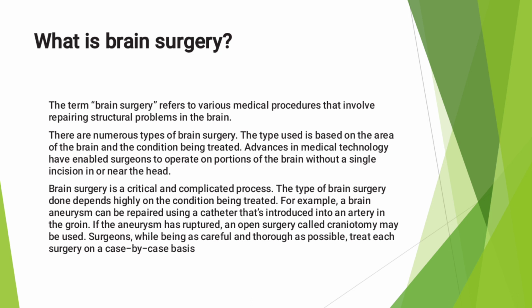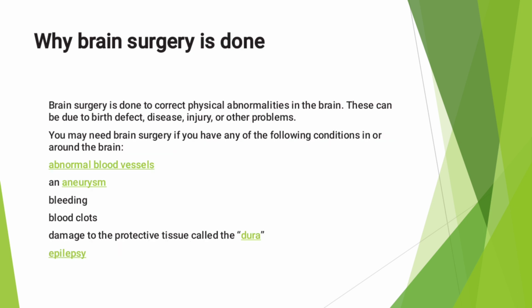The type of brain surgery done depends highly on the condition being treated. For example, a brain aneurysm can be repaired using a catheter that is introduced into an artery in the brain. If the aneurysm is ruptured, an open surgery called craniotomy may be used. Surgeons, by being as careful and thorough as possible, take each surgery on a case-by-case basis.